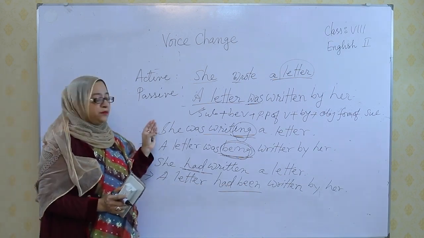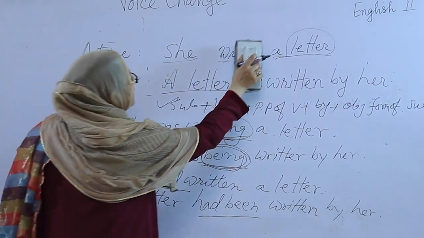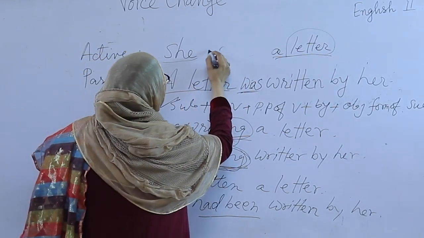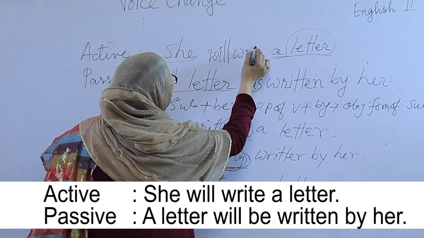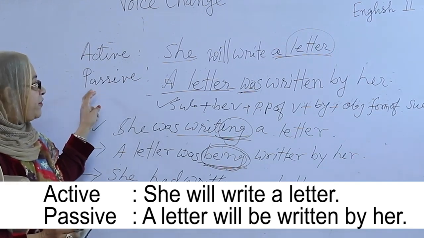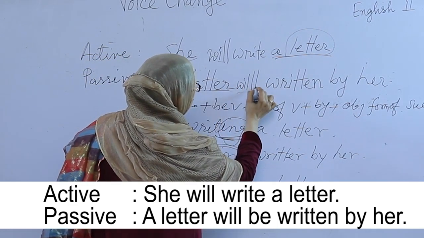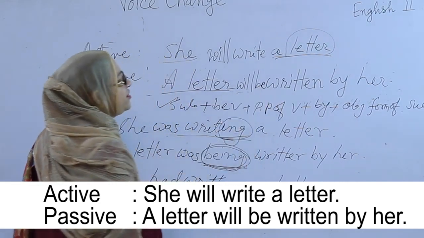Now, we change it into future tense. How can we change it into future tense? Be attentive. She will write a letter. This is a future indefinite form of a sentence. When I turn it into passive, I use a letter will be. A letter will be written by her.